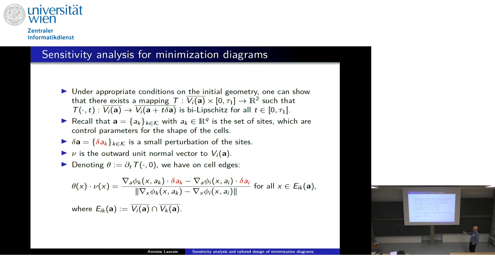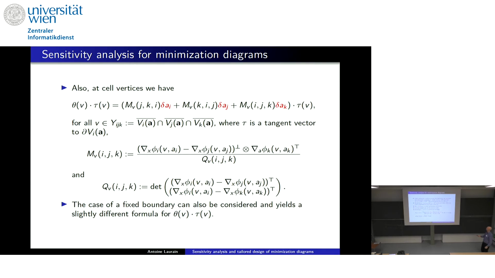For an optimization algorithm, what matters is this delta AK, because then the derivative of your cost function will be a gradient, and this will be the perturbation. You can see this kind of formula reminds a bit of level set functions. It depends on the gradient of the functions that are involved. So it just generalizes the case of the level set methods. And this is a formula that is valid on the interface between two cells I and K. Sorry, my voice is bad.